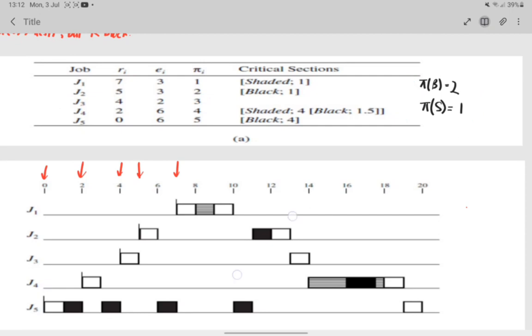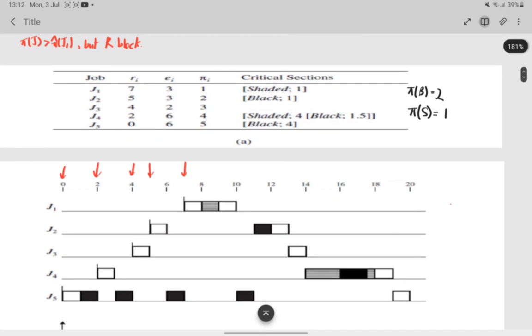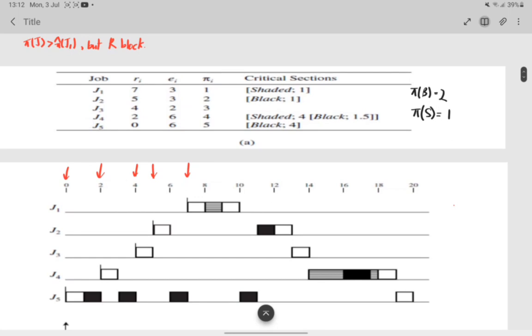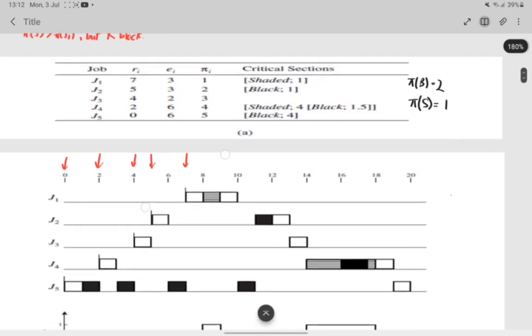Alright, so now we are going to execute these jobs. Job 5 will get executed first because it is released at time 0. You can see job 4 has release time 2, job 3 is 4, job 2 is 5, and job 1 is 7. So job 5 will get executed first.